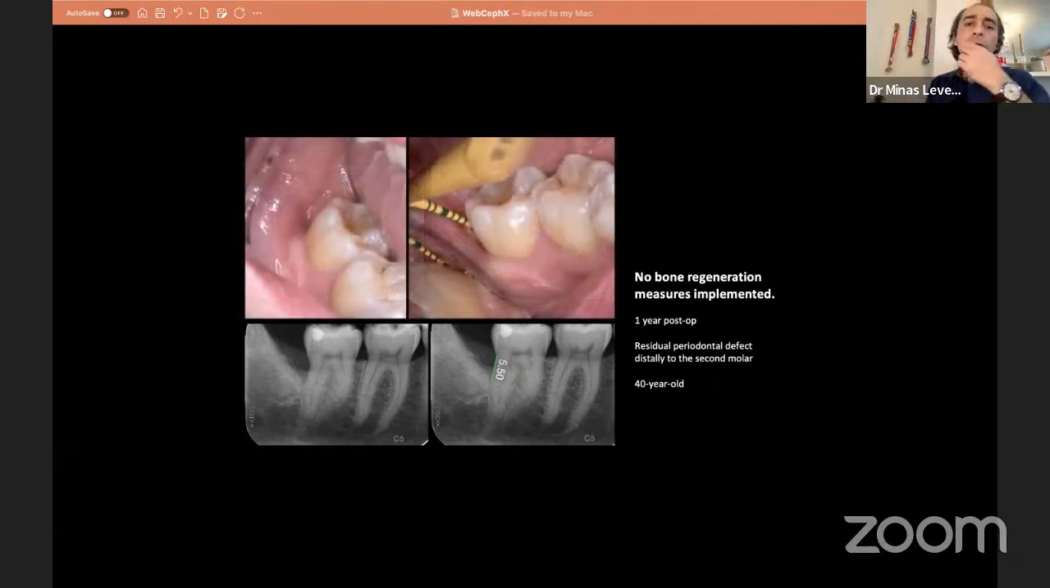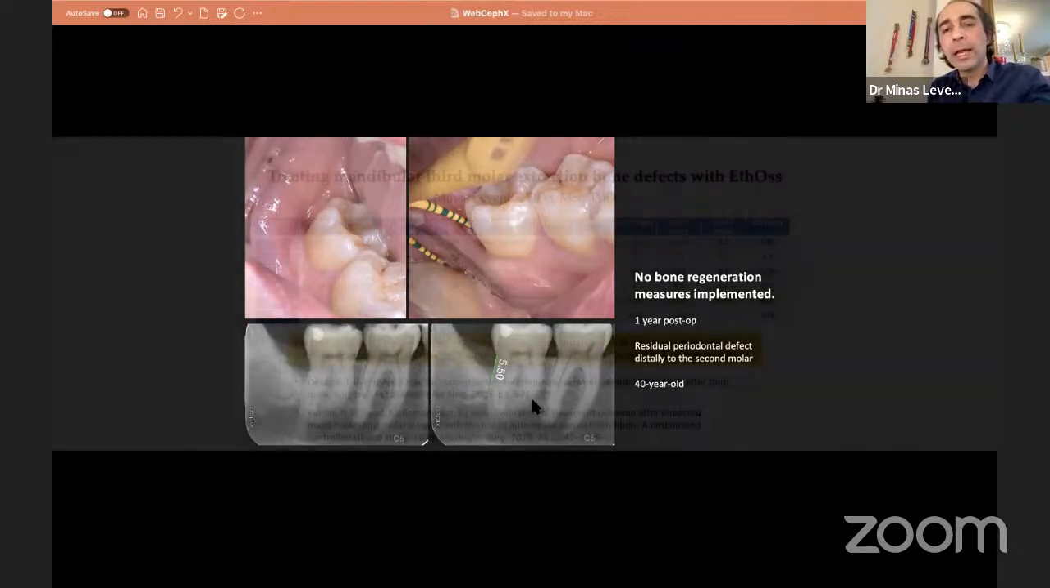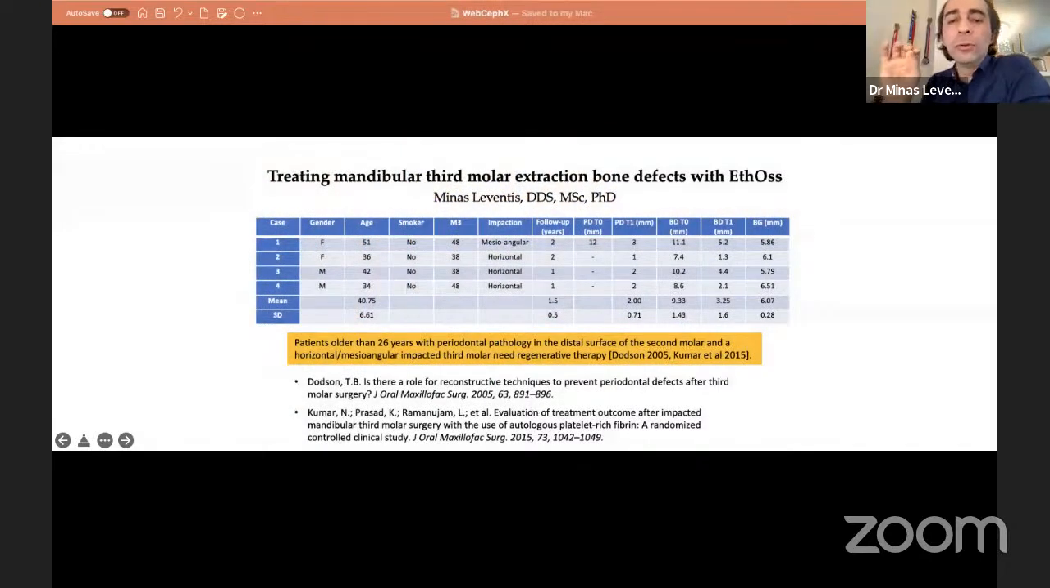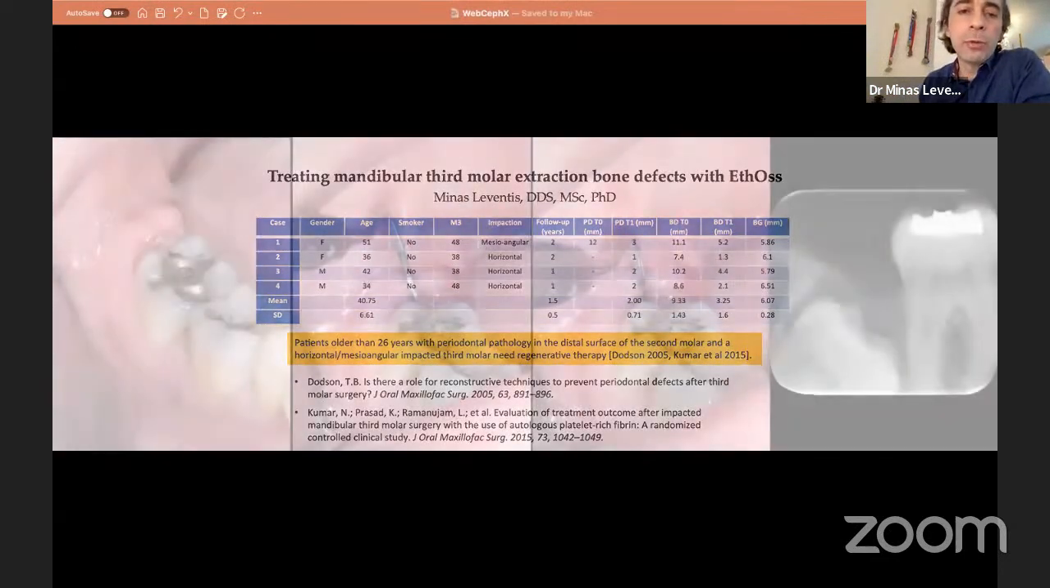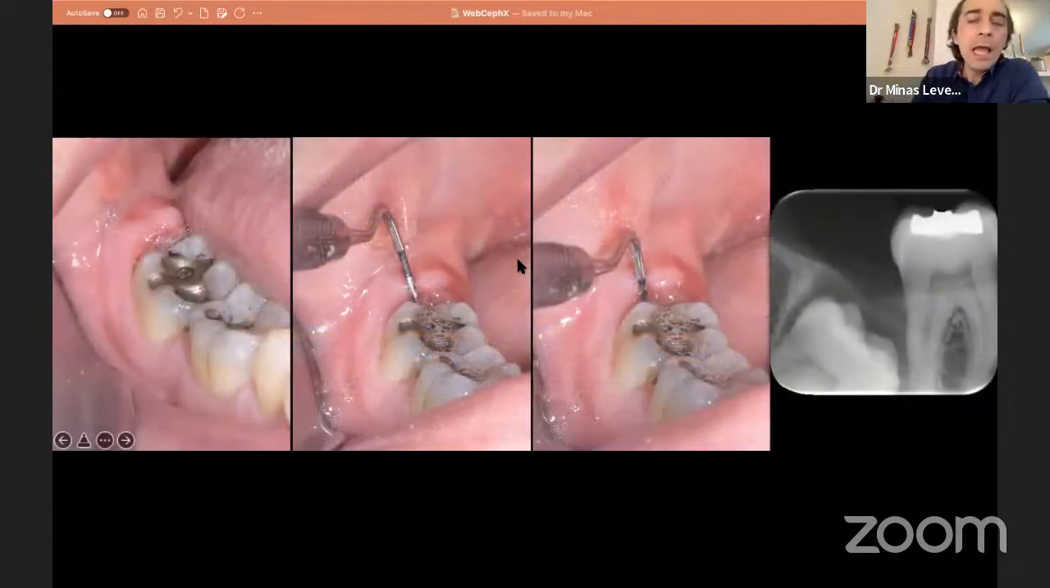So what we know is that in adult patients, in patients that don't have a very good healing potential like children and adolescents, and with cases like this, we need to do a bone regeneration technique when we remove the third molar. So what we try to do to get better results.